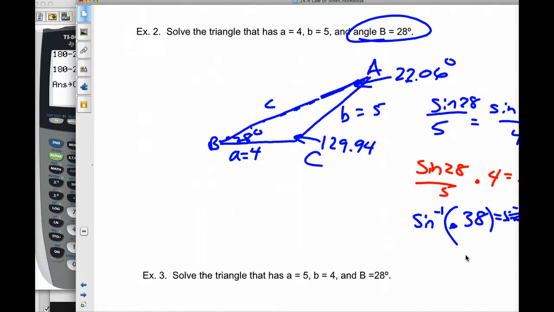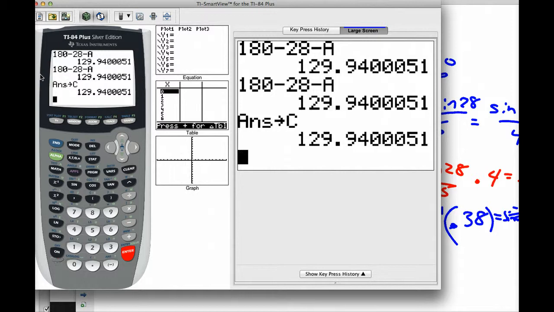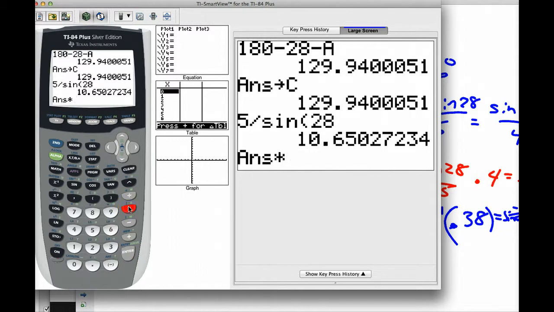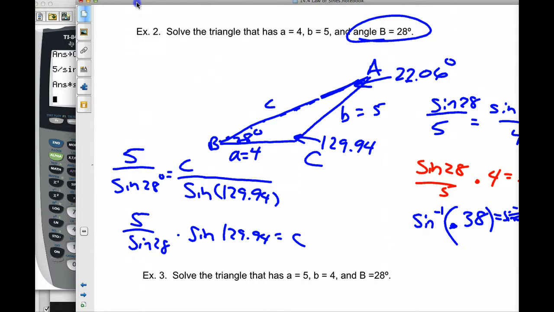And that's going to allow me to set up to find side C. Okay? I want to continue to use the givens, the ones that are precise. I want to find side C, so I'm going to say 5 over sine of 28 is the same thing as side C over sine of 129.94. And we do 5 divided by sine of 28, and multiply that by sine of 129.94, and that's going to be my C. Five divided by sine 28 equals, I'm going to multiply by sine of, I let C be 129.94. Should get about 8.17. That's side C. That's the law of sines.